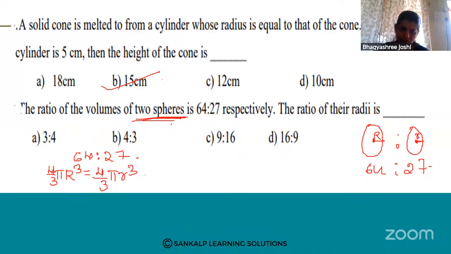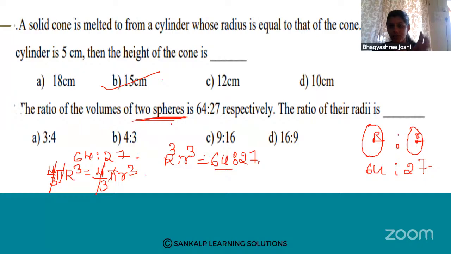So for that 4 by 3 will get cancelled. Pi and pi will get cancelled. So R cube is to r cube. Yes or no? R cube is to r cube is equal to the ratio of 64 is to 27. So 64 means what? It is the volume of the first sphere and 27 is the volume of the second sphere. So here capital R is the radius of the first sphere. That means R cube is equal to 64 because this is the radius of the first sphere and this is the volume of the first sphere.